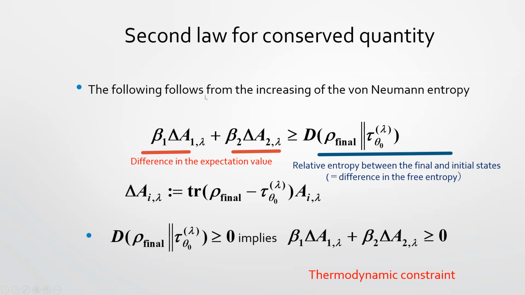So from that property of the dynamic process, we have this inequality. The first one is this one, and this one is always greater than the relative entropy of two density matrices. This is the final state. This is generally not a thermal state, but the initial one is a thermal state, and the final one is not a thermal state. And this one is a difference.